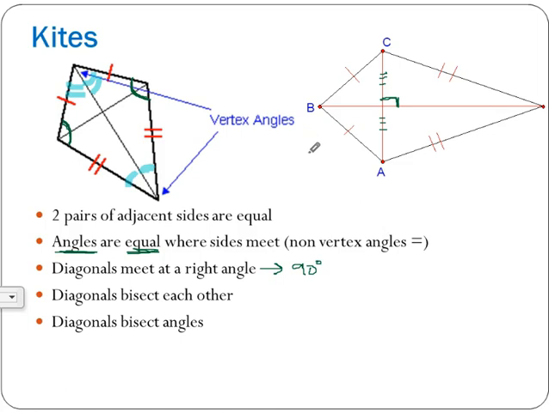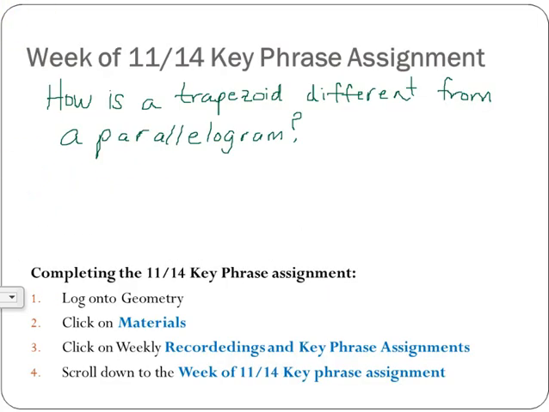You're going to learn all the properties in this week's assignments and in session 8. So just a brief introduction to kites and trapezoids. I'm going to stop here before this recording gets too long, and we're going to throw up the key phrase assignment. So in this recording, you learned a lot about trapezoids. I want you to tell me, how is a trapezoid different from a parallelogram?